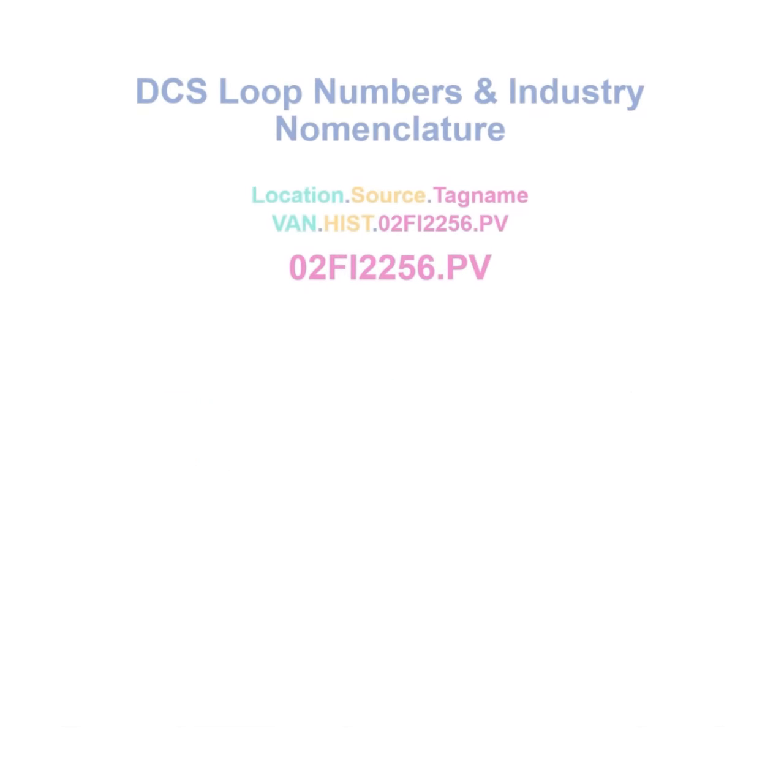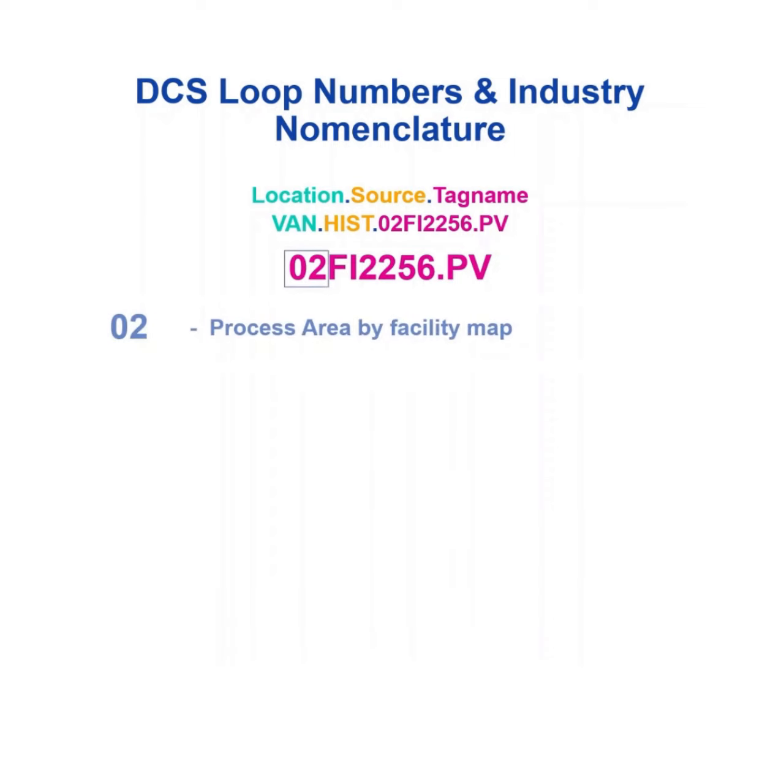So when data is coming from those DCS sources or sensors, some sites might choose to use the industry standard nomenclature. And so if you see tags like this that have a 02 FI2256.PV, not to be scared, it's just probably standard industry nomenclature. Where that's coming from is the 02 is your process area facility map, right? That's probably something of how you would order parts for your machine. Again, just giving it your process area.